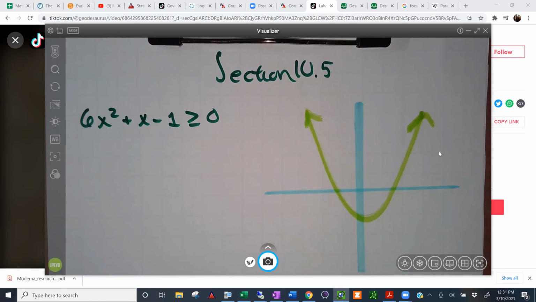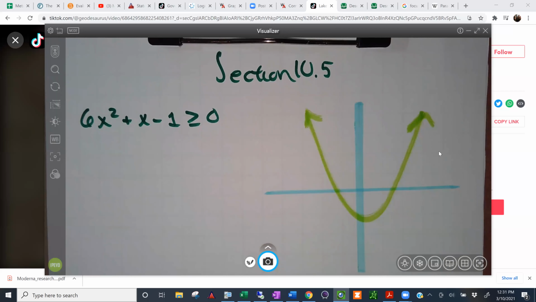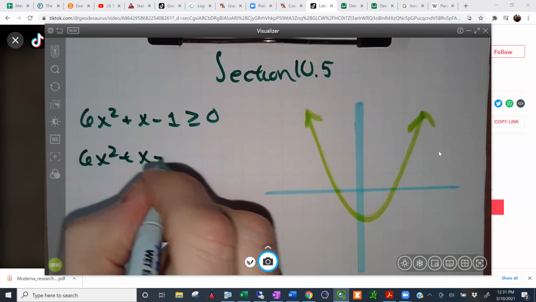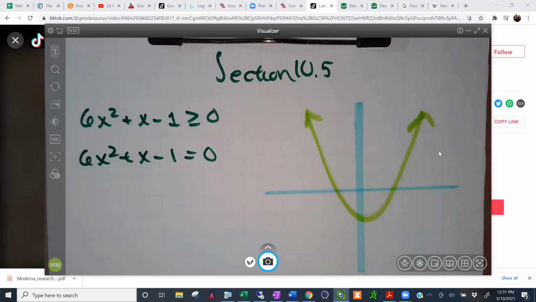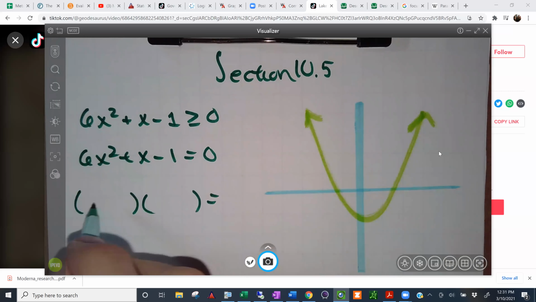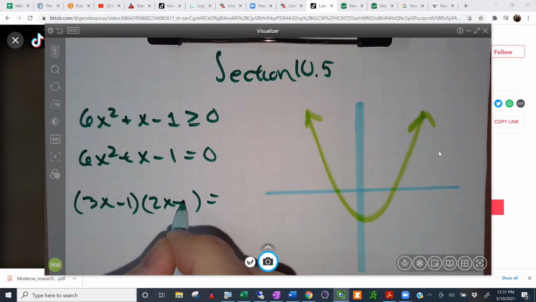Now, the way I suggest you solve this is by factoring it first. We've got to figure out where this is actually equal to 0. That is 6x squared plus x minus 1 equals 0. And when this one factors, we should factor it. So I think this factors as 3x minus 1 and 2x plus 1.